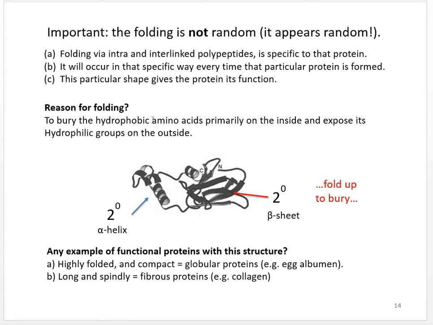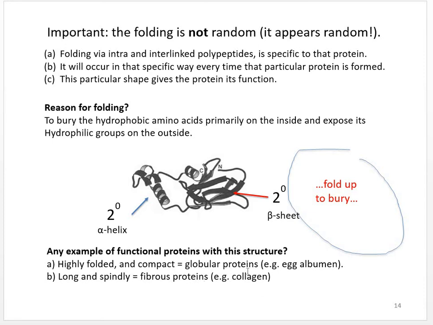Okay, I don't know who to ask this question. Why do proteins undergo folding? Well, that's the natural part of our body biochemistry. But scientifically, it is to bury the hydrophobic amino acids primarily on the inside and expose the hydrophilic groups on the outside. So the reason for folding is to bury. Any example of functional proteins with this structure?